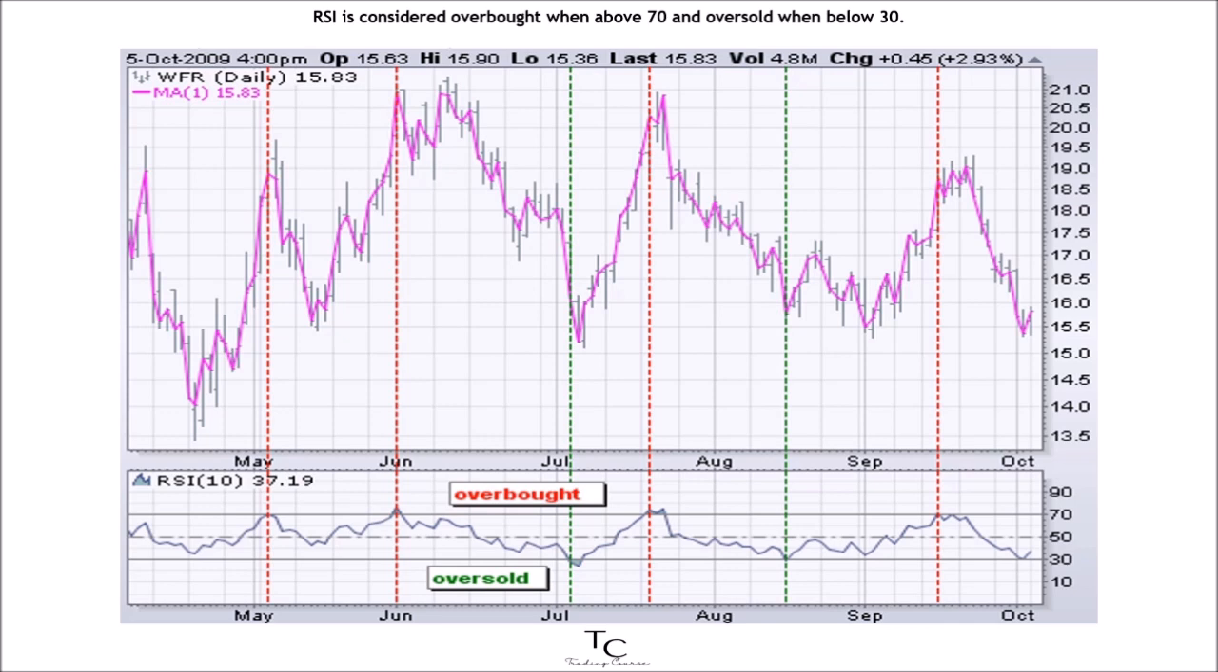RSI is considered overbought when above 70 and oversold when below 30. These traditional levels can also be adjusted to better fit the security or analytical requirements. Raising overbought to 80 or lowering oversold to 20 will reduce the number of overbought/oversold readings. Short-term traders sometimes use two-period RSI to look for overbought readings above 80 and oversold readings below 20.